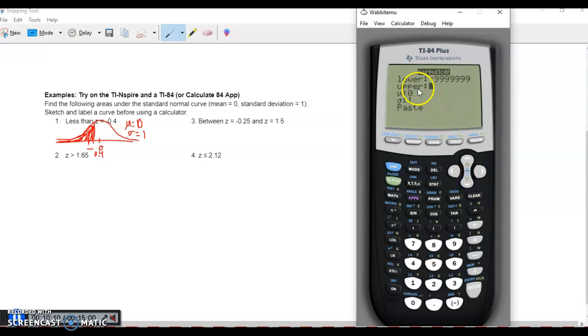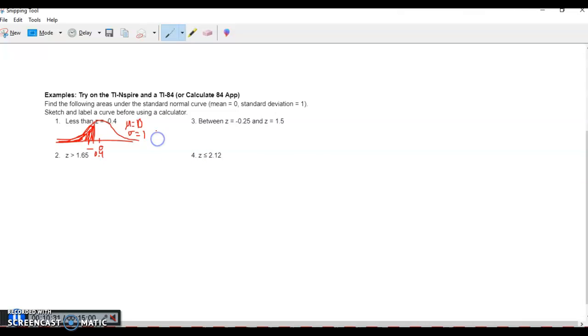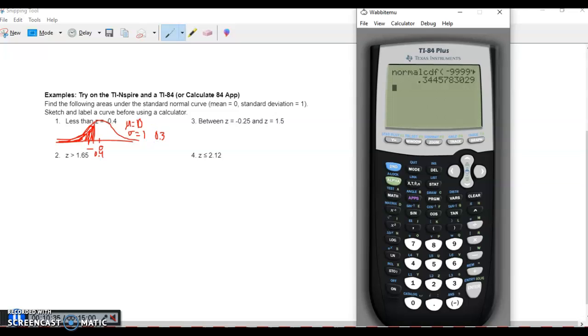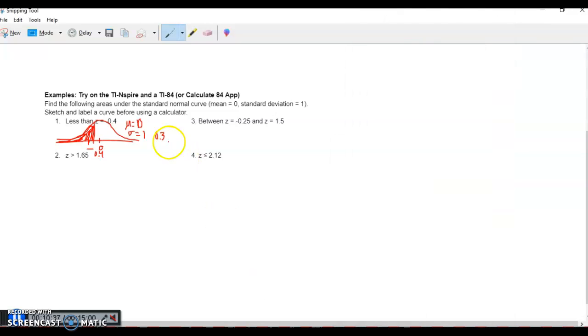The upper bound here is how far right does your shading go? So if I go back to my picture, well, my shading gets cut off at negative 0.4. So I put that in the calculator. It automatically sets me up for standard normal. That's what I am. And then press enter. So the area under that curve is 0.3, I forget what they were, 45.